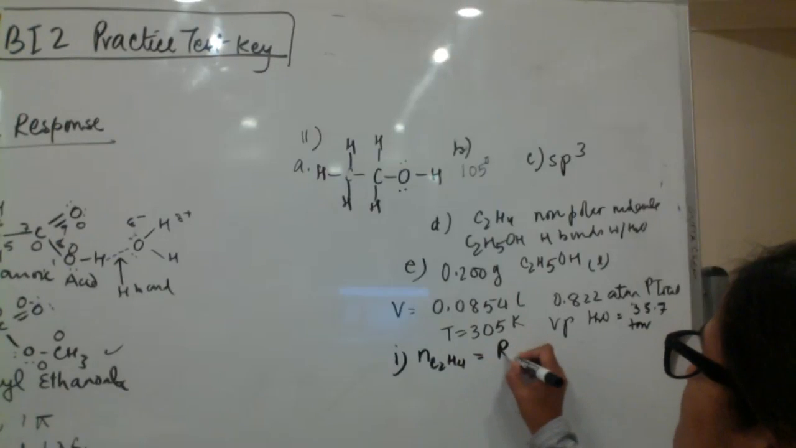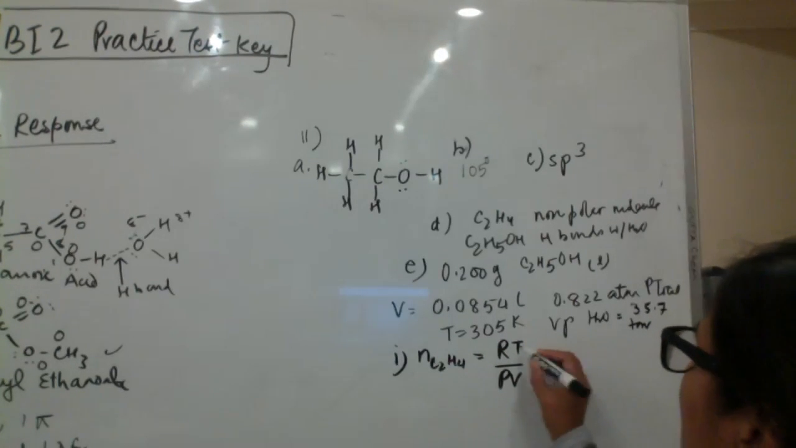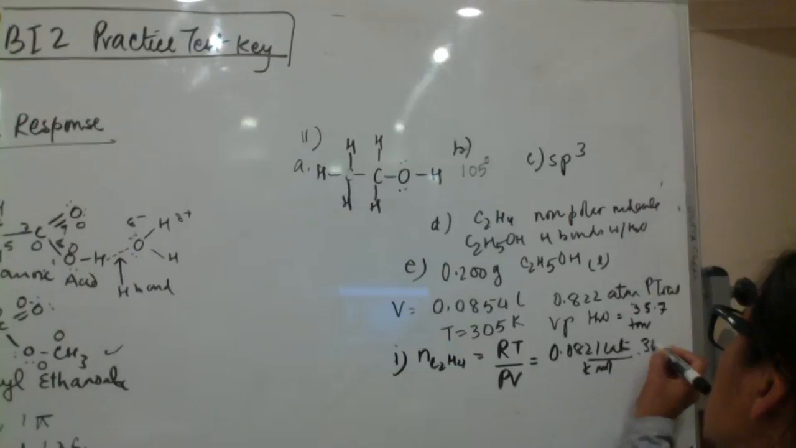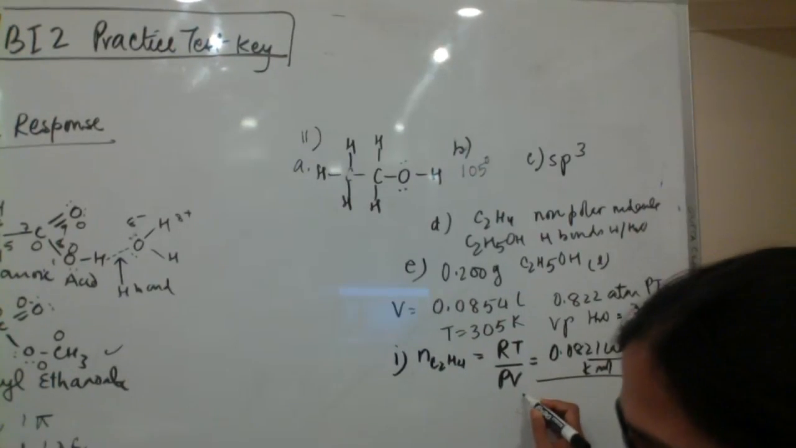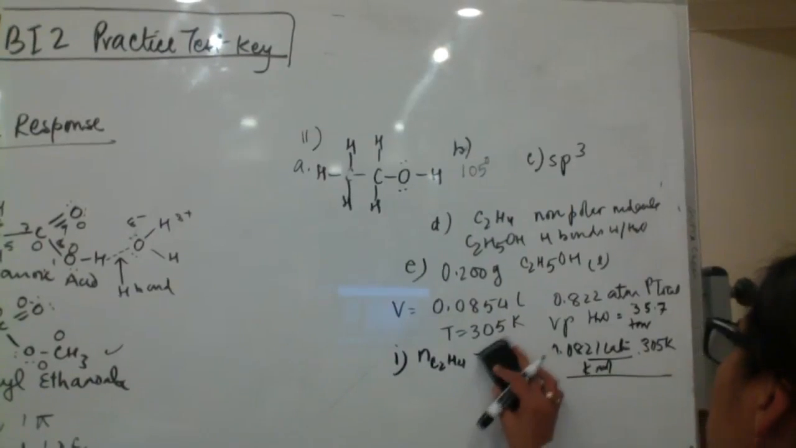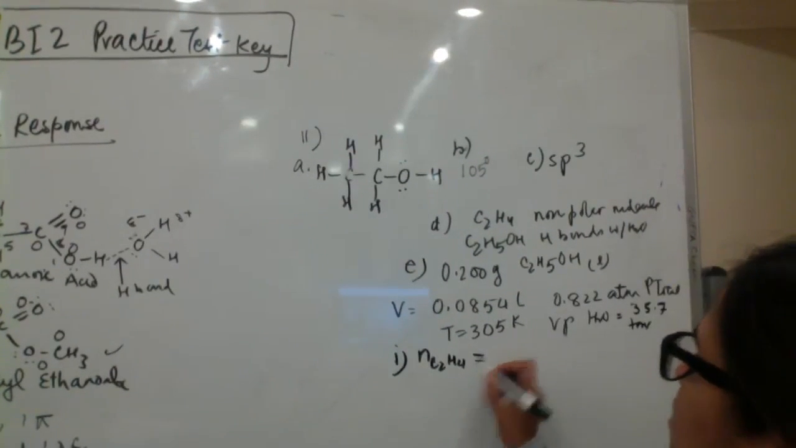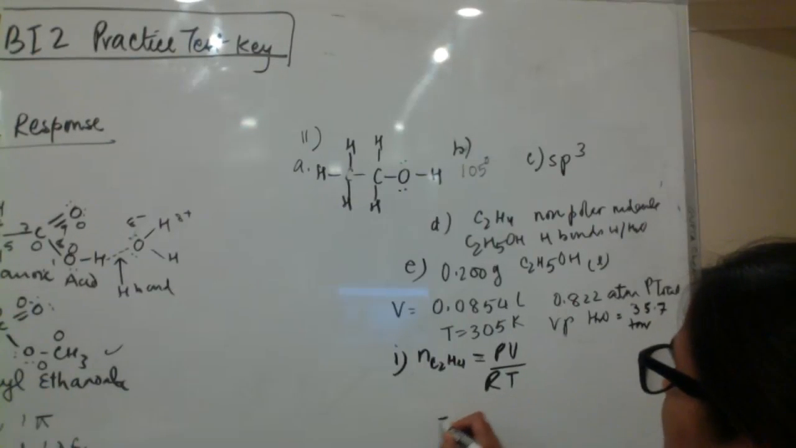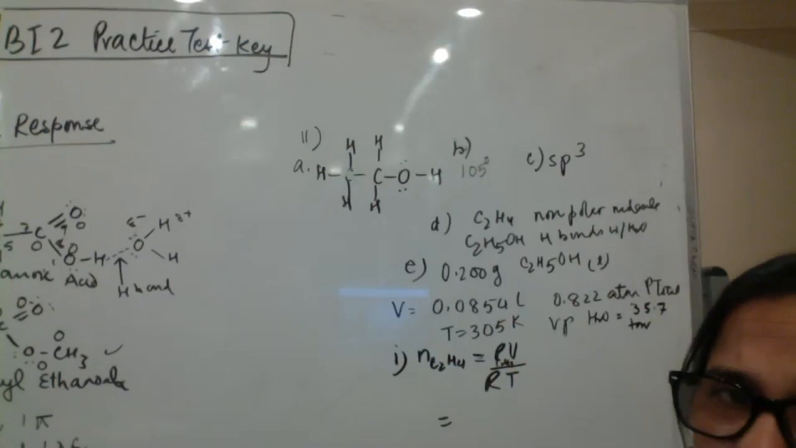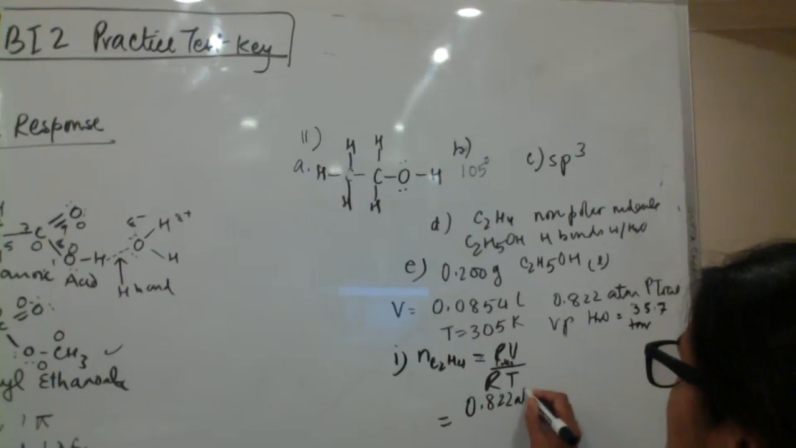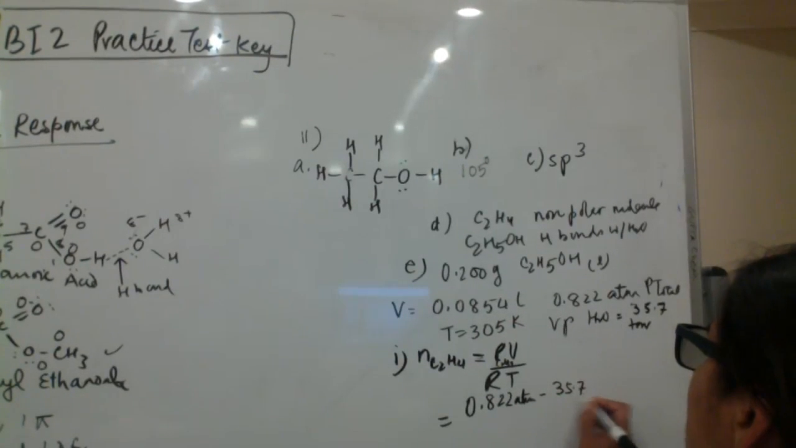n is equal to RT over PV. So R is 0.0821 liter atmosphere per Kelvin mole. Temperature is 305 Kelvin. P, you have to... oh goodness, I am tired. I switched them around. PV is equal to nRT, right? So n is PV over RT, and this pressure has to be of C2H4, right? So you subtract the vapor pressure from the total pressure. So from 0.822 atm, you subtract 35.7 divided by 760 atm. You have to convert it.